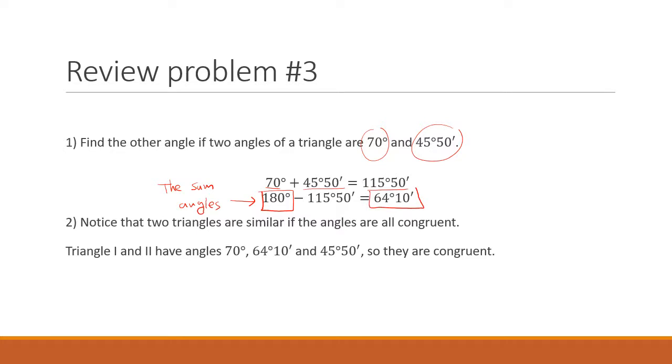And then once I have the third angle, I can just compare the angles and figure out which of them are congruent to each other. So in this review problem, triangles 1 and 2 have angles 70 degrees, 64 degrees and 10 minutes, 45 degrees and 50 minutes, so they are congruent, whereas triangle number 3 is not congruent to any of them.